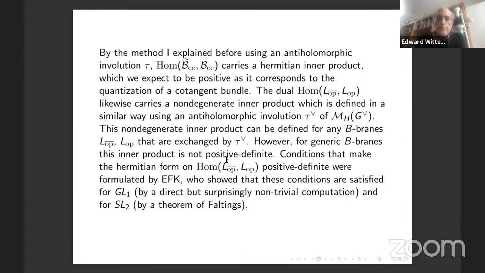Conditions that make it positive definite were formulated with a slightly different motivation by Eddinghoff et al., who showed that these conditions are satisfied for GL1 by a direct computation, but surprisingly non-trivial, and for SL2 by a theorem of Faltings.